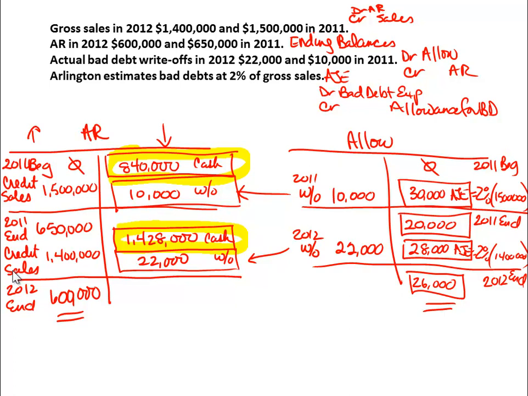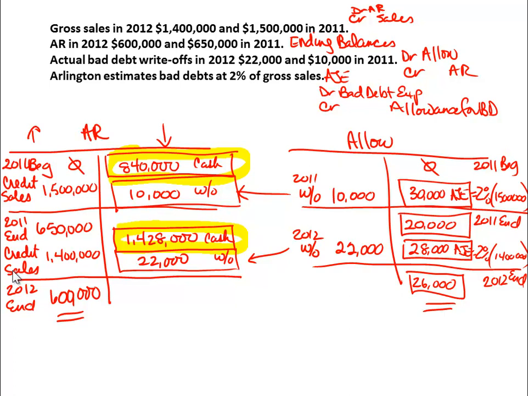If I look at my allowance account, starting in 2011, I know I start with a zero balance. I know I wrote off $10,000, so that shows up as a debit. And so now I need to figure out what my adjusting journal entry is. I know that's going to be debit bad debt expense, credit the allowance, and it's going to be 2% of gross sales. Well, gross sales in 2011 were 1.5 million, so 2% of 1.5 million is $30,000. Since I wrote off $10,000, my ending balance in the allowance account for 2011 is $20,000.